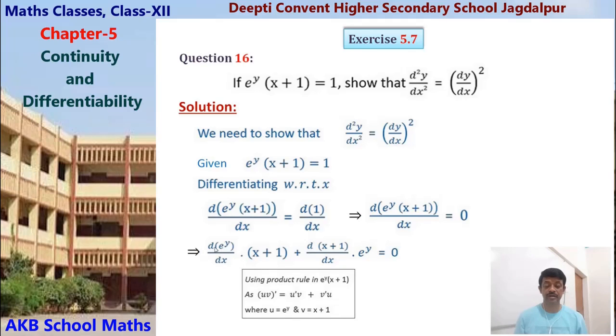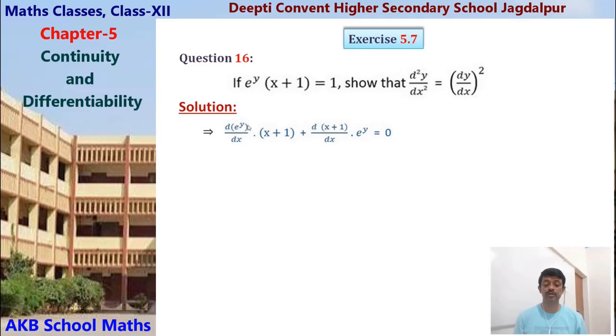So d e to the power y upon dx times (x plus 1) plus d by dx of (x plus 1) times e to the power y. This is using this rule. Okay, this is u, this is v. Then you can get like this. Now solve it. Derivative of e to the power y: this is a composite function because y is a function of x. So derivative of this, what?